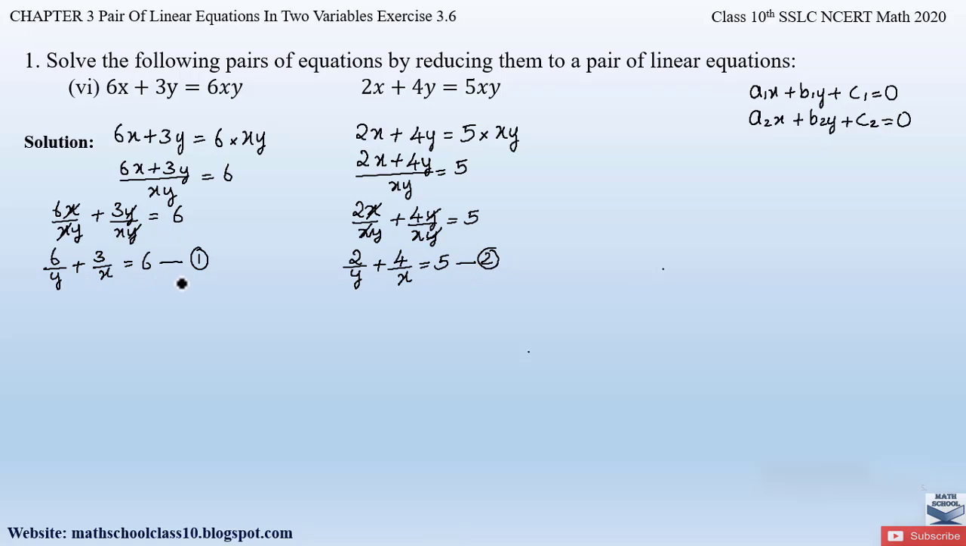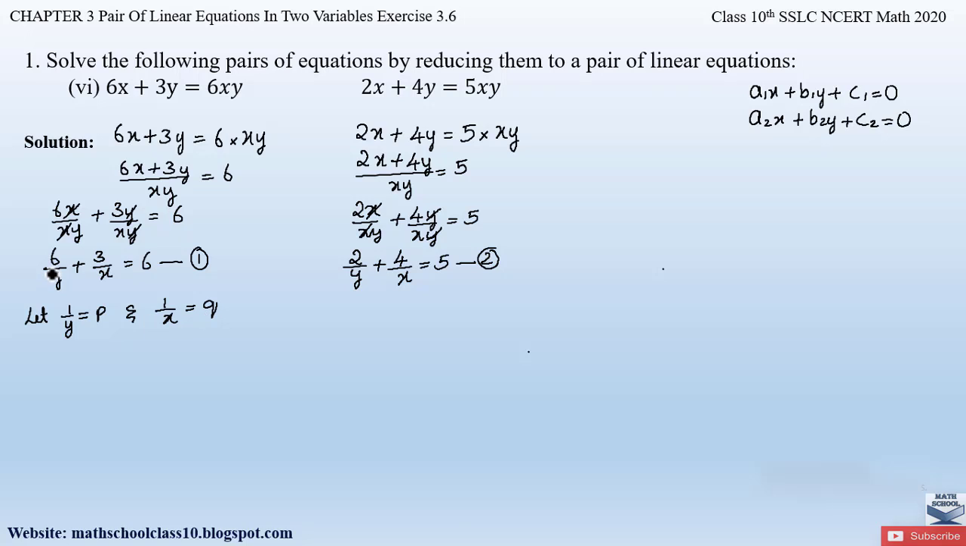So here again if you observe in equation 1 and 2, the variable is again in the denominators, whereas for the standard form of a linear equation, the variables should be in the numerator always. So to bring the variable to the numerator, let us substitute 1 by y and 1 by x with some other variables like p and q. Okay, so write down: let 1 by y equal to p and 1 by x equal to q.